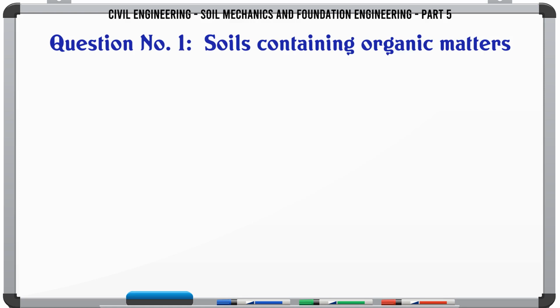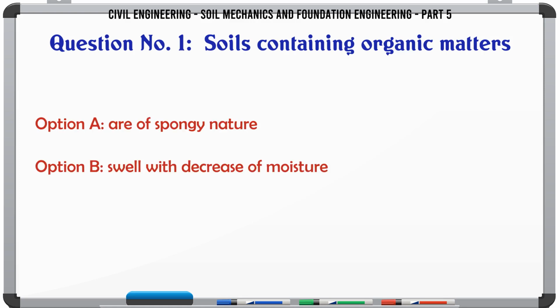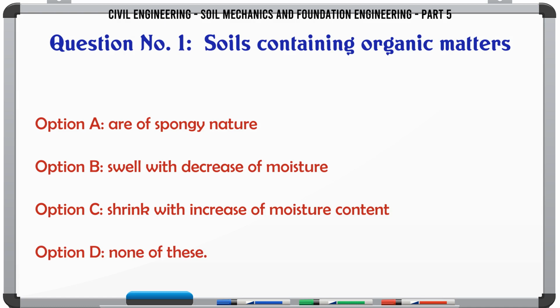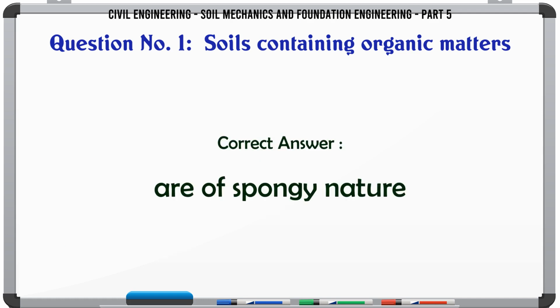Soils containing organic matters: A. Are of spongy nature. B. Swell with decrease of moisture. C. Shrink with increase of moisture content. D. None of these. The correct answer is: are of spongy nature.